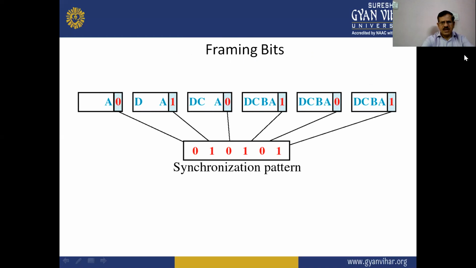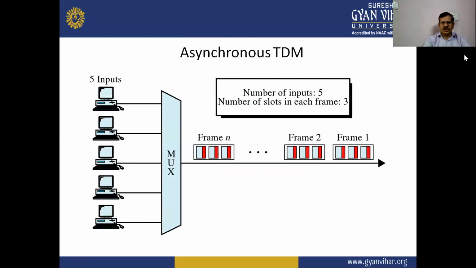There are framing bits. So there are different framing bits, 0A, 1AD, 0ADC, 1DCBA, 0DCBA, and 1DCBA. So these are in the pattern of synchronization, which will be 0, 1, 0, 1, and 0, 1. So these are the framing bit patterns in TDM.